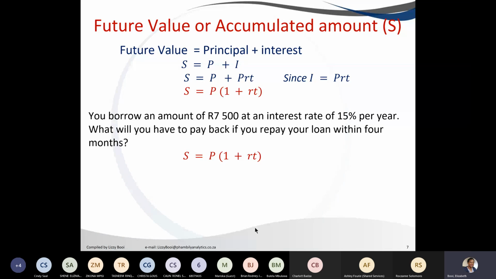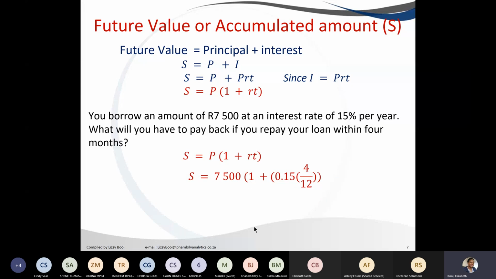We know our formula, S is equal to P times 1 plus RT, because we want to know what we will have to pay back, which means what will be the future value of this money that we are borrowing, how much we need to pay back. It includes the principal amount of 7,500 plus the interest that we are going to earn.